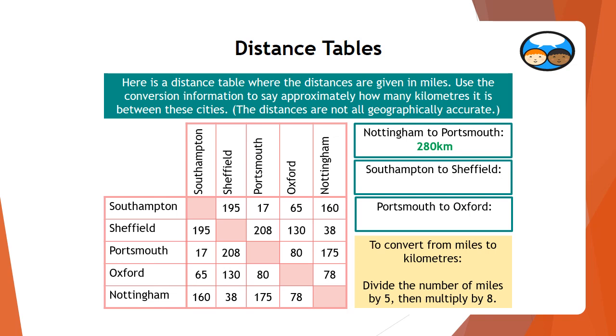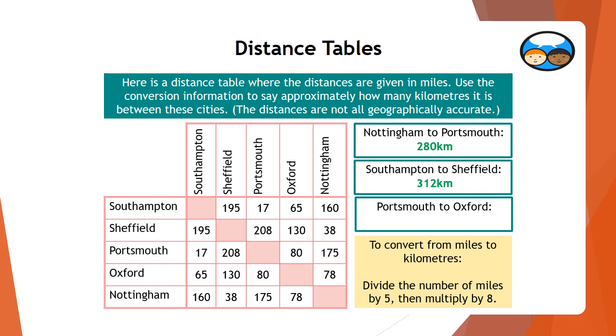So from Nottingham to Portsmouth, you'll see the distance there was 175. 175 divided by 5, well, 175 divided by 10, 17.5. And if we double 17.5, we get 35. And then 35 times 8 gives us 280.